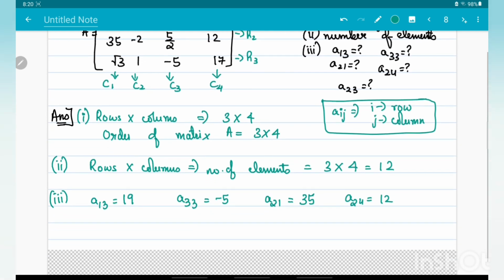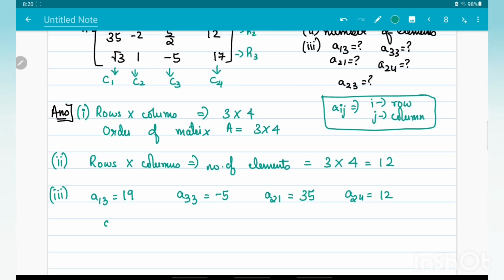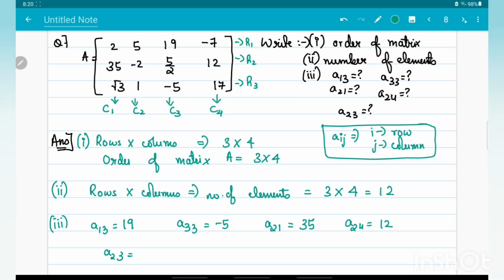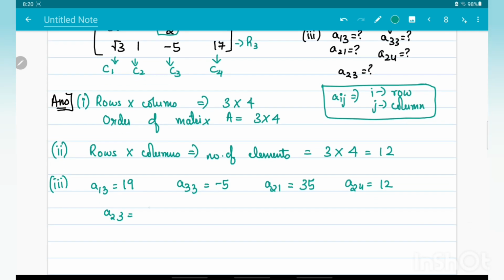Now the last one, that is A23, that is second row and third column. Second row and third column, if you see, 5 by 2 is the element that belongs to second row and third column. 5 by 2. Okay, so that is how we do this kind of questions.